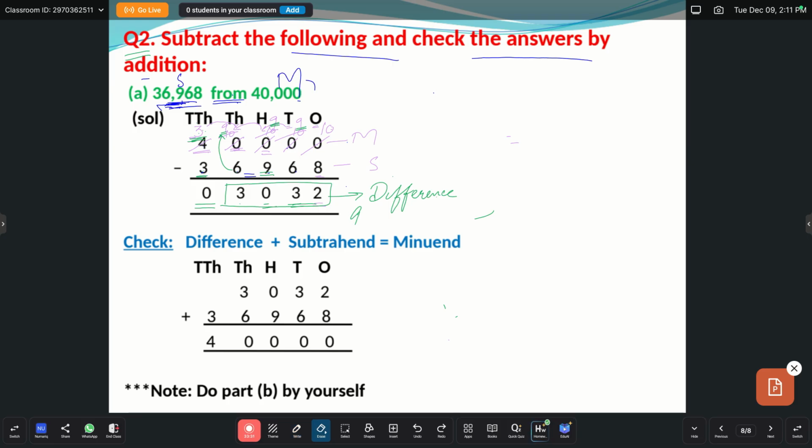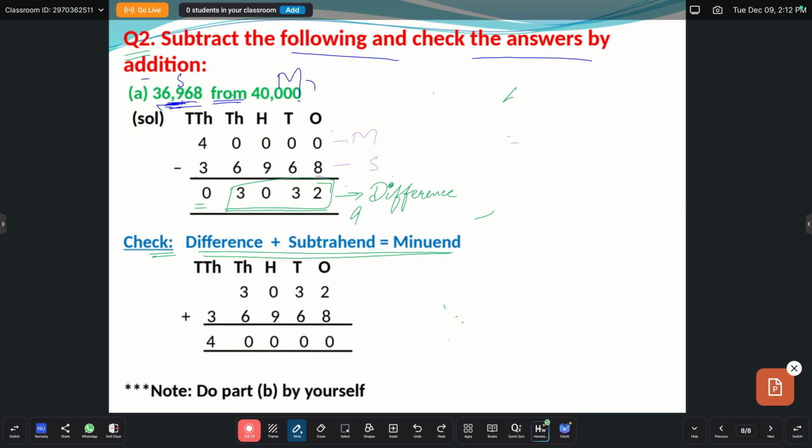3032. What is the difference? The difference is 3032. Okay, now we have to check this answer. We have to check whether the difference that we obtained is correct or incorrect. For checking this, you will use this formula: difference plus subtrahend is equal to minuend.